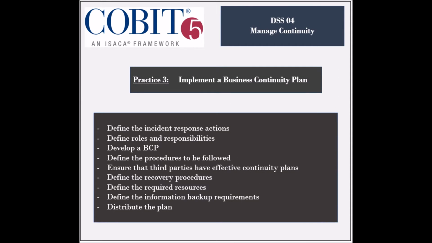The activities involved in this practice include defining the response actions to be taken during a disruption, and how the communications will be conducted. The relevant roles and responsibilities should be defined, showing who is to be accountable for the actions. An operational business continuity plan should be developed, that defines the procedures to be followed. It has to be ensured that third parties and key suppliers have an effective continuity plan in place.